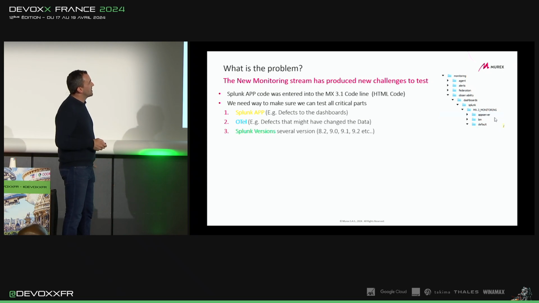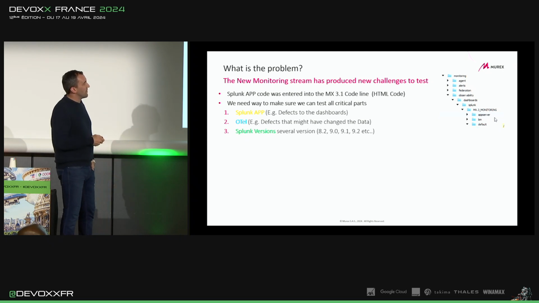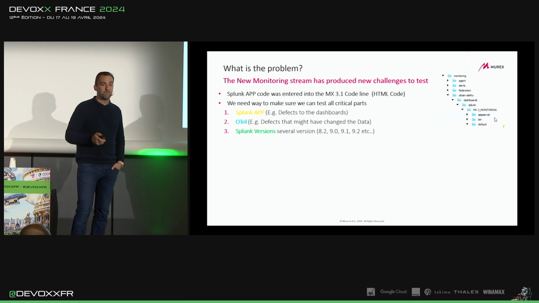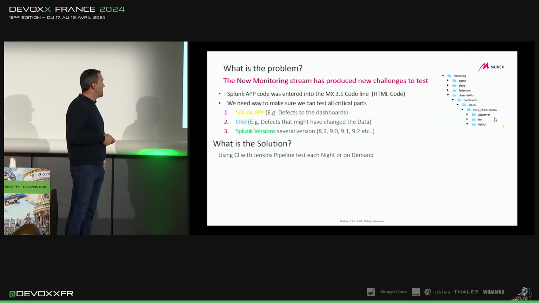And then of course, every software, Splunk, every software has versions. So a bank will ask us, hey, are you okay on version 9, 9.1, etc.? So you need a way to quickly test all components. So what's the solution? Well, we went down the route of using CI, continuous integration with Jenkins, okay?